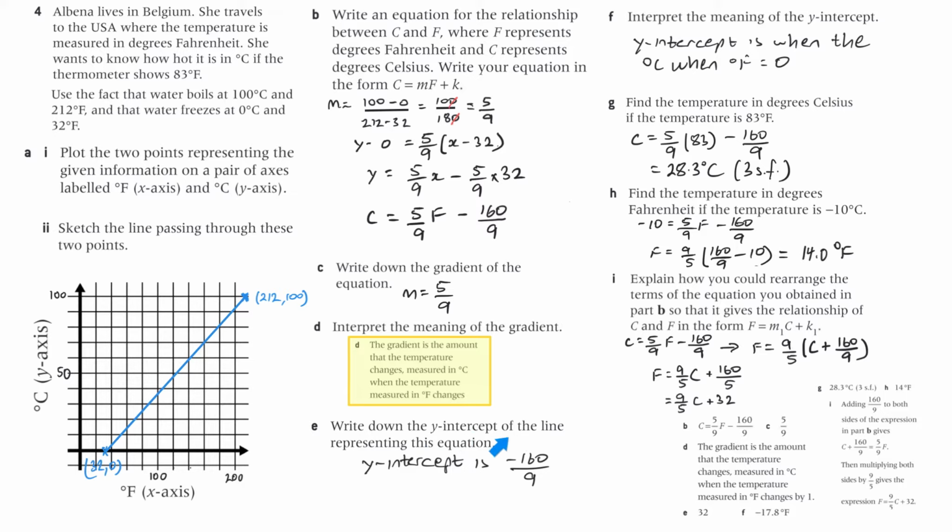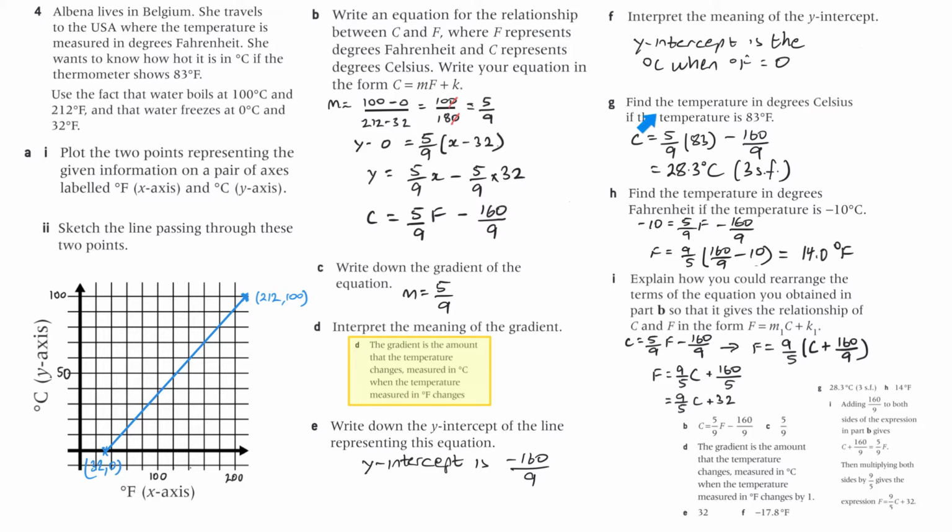E. Write down the y-intercept of the line representing this equation. Now their answer is wrong. They've got 32. Their graph was done the other way. But the y-intercept is just that point there, and that point there is minus 160 on 9, and it will be negative because the y-intercept has already gone below y equals 0. So it's going to be somewhere down here. F. Interpret the meaning of the y-intercept. Well, the y-intercept is the degrees C when the degrees Fahrenheit is 0. Because the y-intercept here, the Fahrenheit is 0, because that line is F is 0.